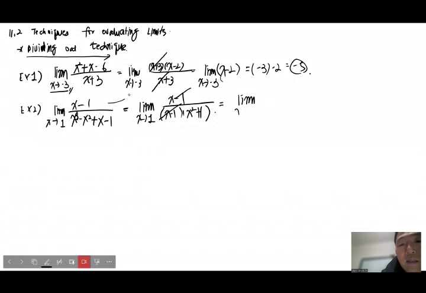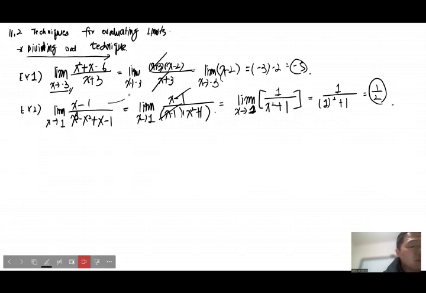The numerator becomes 1 after canceling out the x minus 1 term, and the denominator is x squared plus 1. And x now goes to, or approaches, 1. So all we need to do is plug 1 into this function. That should be 1 over 1 squared plus 1, which is 1 over 2. That is the answer for this problem.